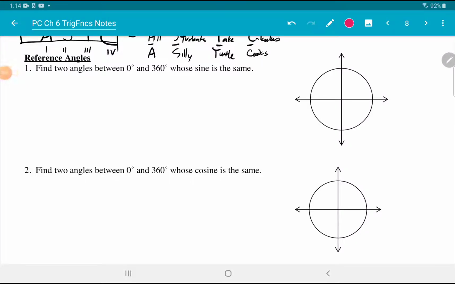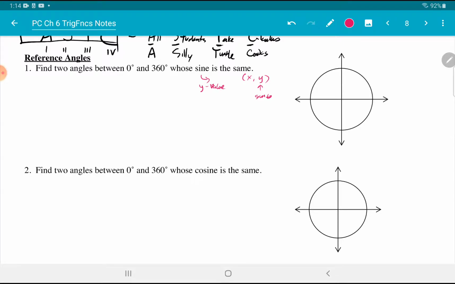Reference angles. Find two angles between 0 degrees and 360 degrees whose sine is the same. What does it mean to have the sine be the same? Well, recall from our previous videos how sine can be thought of as the y value. So what we're looking for is to have the same y value.